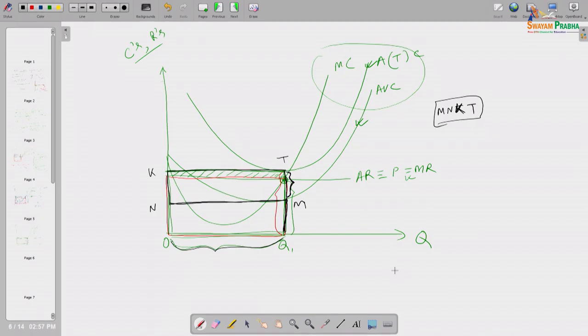His profit will be, he is stopping production, so his output quantity is 0. So, total revenue will be price into 0 equals 0. So, his total revenue is 0 minus total cost. This is total revenue and total cost is this, right. So, his total profit will be this entire area with a negative sign. By producing this much, his total profit is this entire area with a negative sign. So, definitely by producing something, he is reducing his loss, okay, he could reduce his loss.